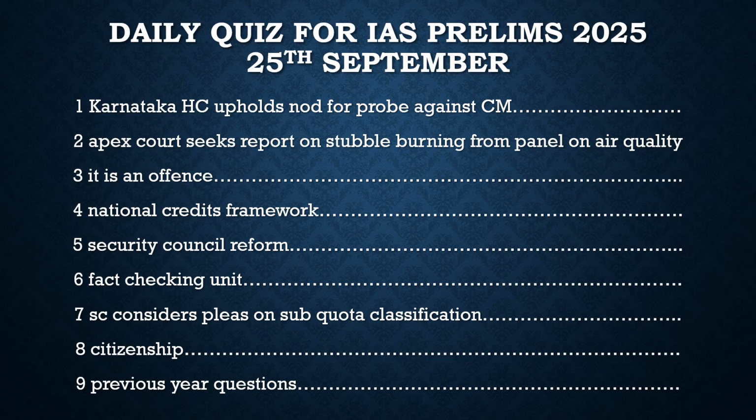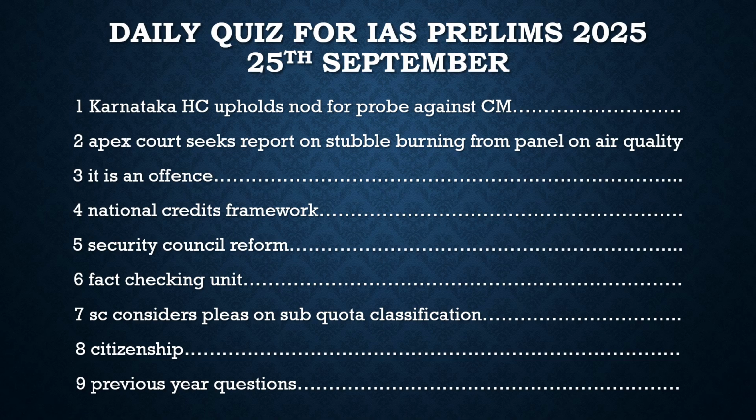It talks about the Apex Court seeking a report on stubble burning from the panel on air quality. Stubble burning is one of the major issues with respect to air pollution in Delhi. We often say that Delhi is highly polluted because of the crackers used during the festivals. But that is not the sole reason for the pollution in Delhi, nor are the vehicles used there. The major reason for the pollution in Delhi is the stubble burning in the nearby states. For example, Haryana, Punjab, and other states bordering Delhi.